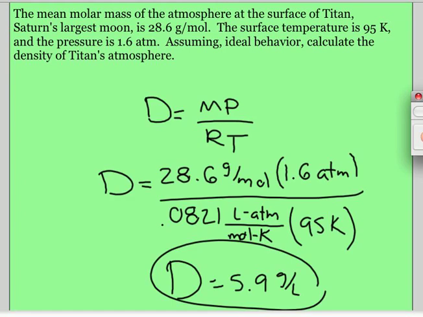So here's your answer. You had to use the density equation. Had to make sure you read everything right. Obviously, it's really cold on Saturn's largest moon. And as a result, the atmosphere is really dense. It has a density of 5.9 grams per liter, which is pretty dense for a gas.